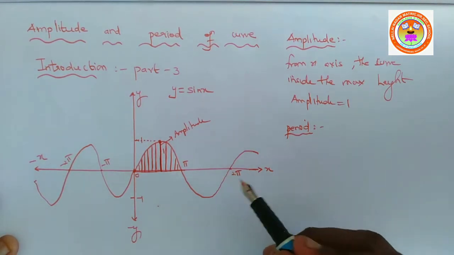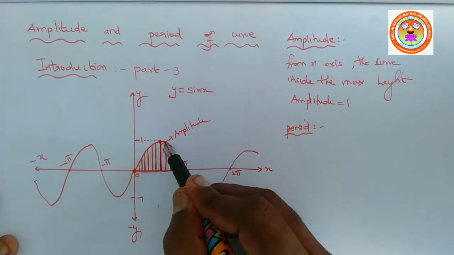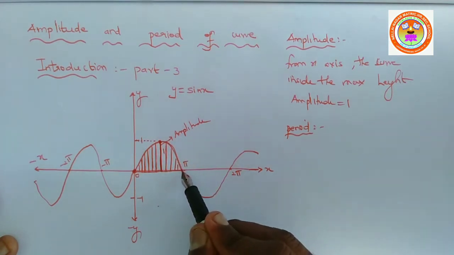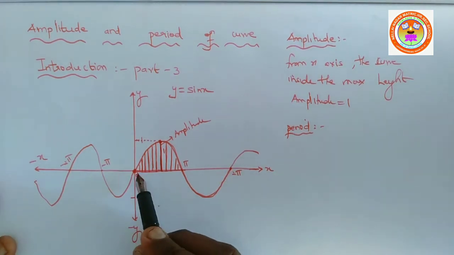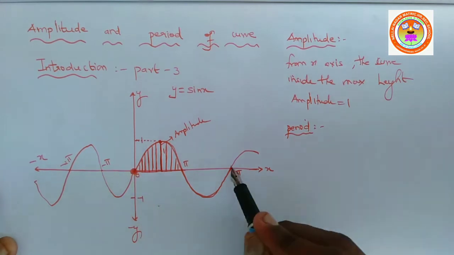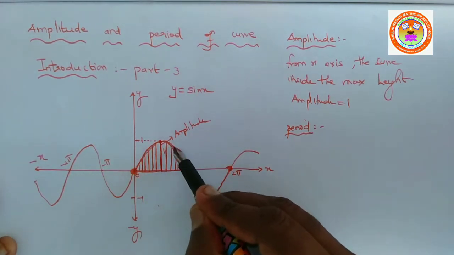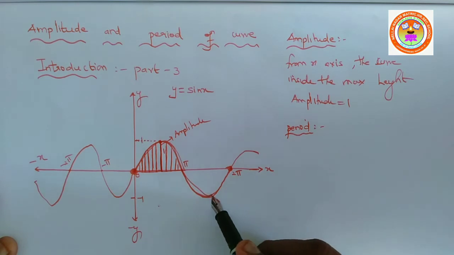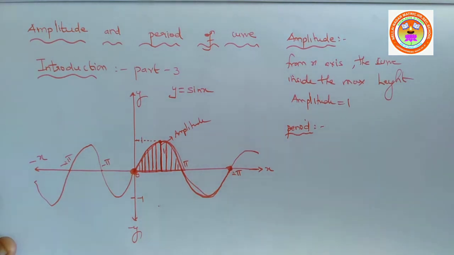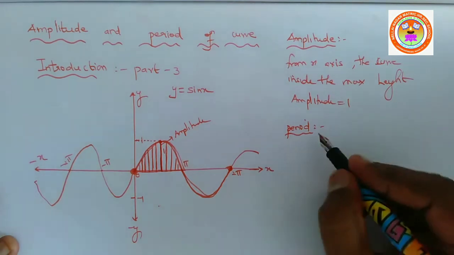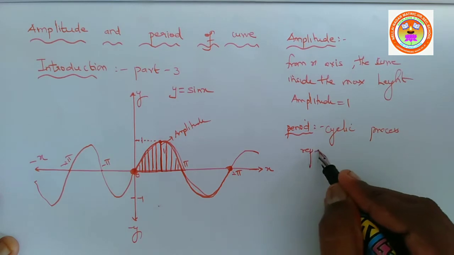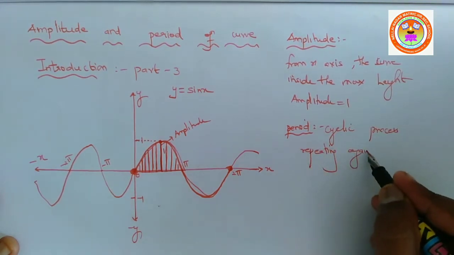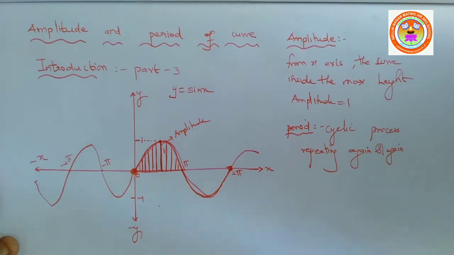The same cyclic process: it starts here, goes up, reaches 1, and once again comes to the x-axis, meets it, and goes on. So this is one cyclic process. What is one cyclic process? Starting here and ending here. It goes upward and comes to the x-axis, it goes downward and comes to the x-axis. This is one cyclic process. The period is nothing but the cyclic process repeating again and again.